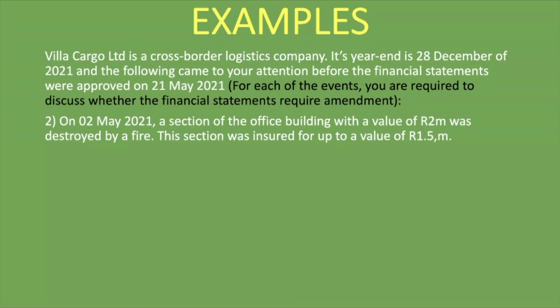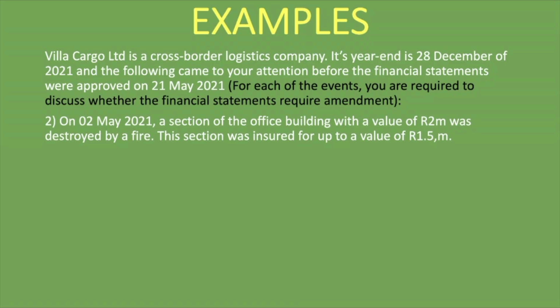On the 2nd of May 2021, a section of the building with a value of 2 million Rand was destroyed by a fire. This section was insured for up to a value of 1.5 million Rand. Now again, this event happened between the end of the financial period and when the financial statements are authorized for issue, because we know that they were approved on the 21st of May. So this fire happened on the 2nd of May. So the question is, is this an adjusting event or a non-adjusting event?